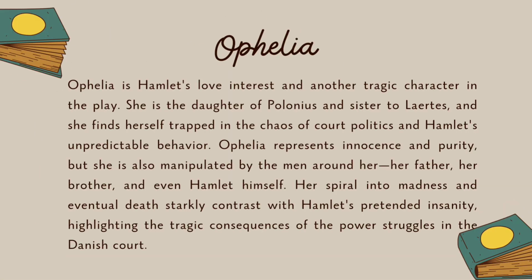Ophelia is Hamlet's love interest and another tragic character in the play. She is the daughter of Polonius and sister to Laertes, and she finds herself trapped in the chaos of court politics and Hamlet's unpredictable behavior. Ophelia represents innocence and purity, but she is also manipulated by the men around her: her father, her brother, and even Hamlet himself. Her spiral into madness and eventual death starkly contrast with Hamlet's pretended insanity, highlighting the tragic consequences of the power struggles in the Danish court.